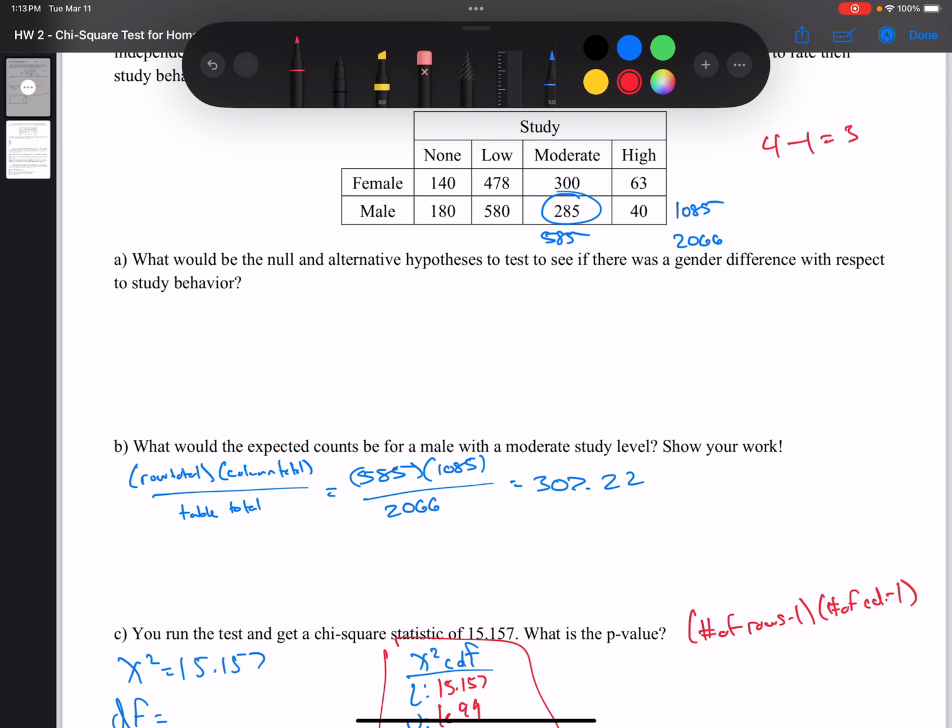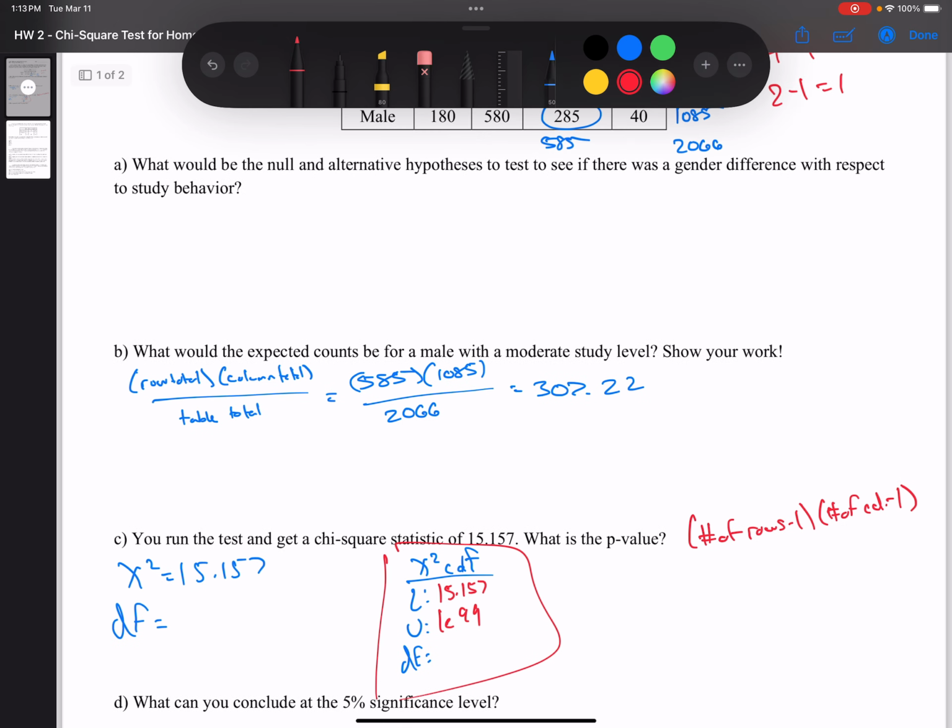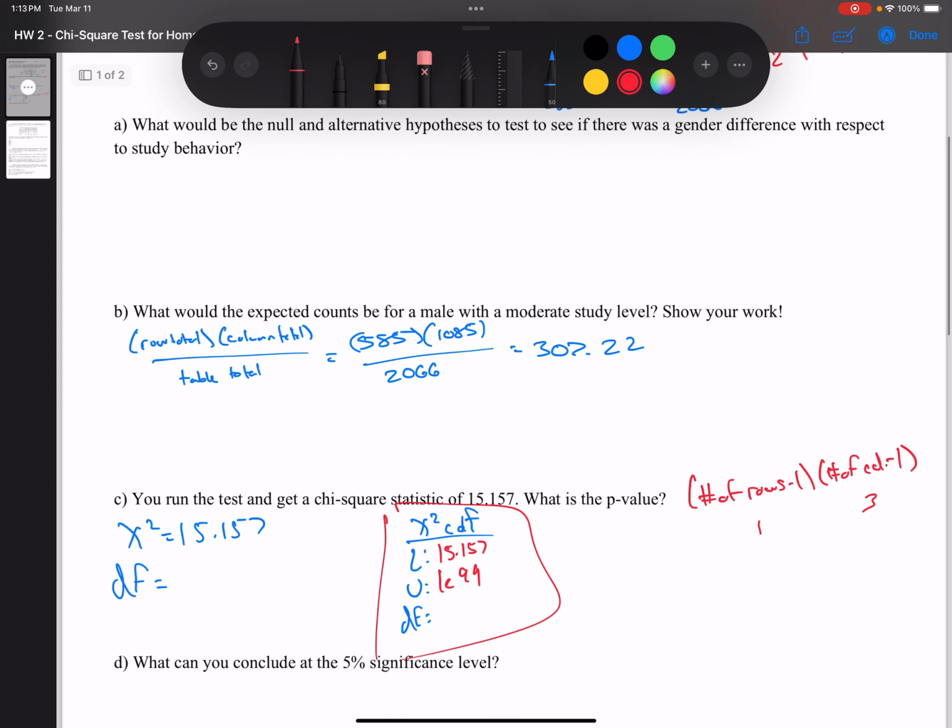And we have 2 rows. 2 minus 1 is 1. So our number of rows is 1. Number of columns is 3. 1 times 3 gives us a degrees of freedom of 3. We plug this into our calculator. Okay, do chi-squared CDF, plug in those numbers, and we get a p-value of 0.0017.